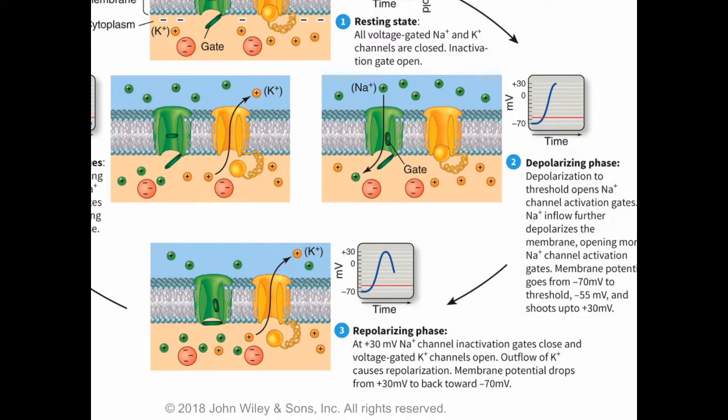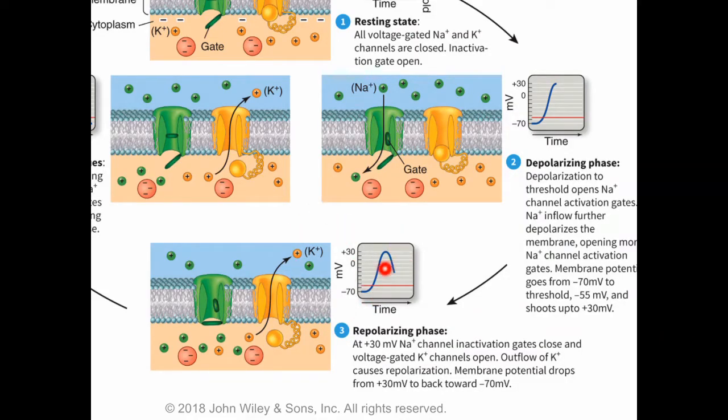By the way, the channels are very specific to particular ions. If it's a sodium channel, only the sodium can pass, no potassium can pass. If it's a potassium channel, only the potassium can pass, not the sodium. So basically, that's the idea. So you have an outflow. In the repolarization phase, you have an outflow of positive charge.